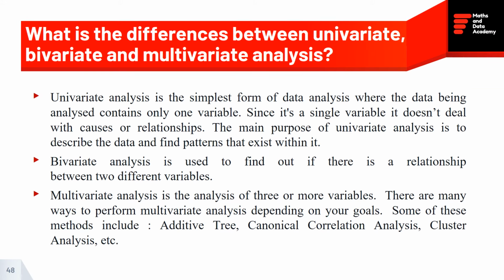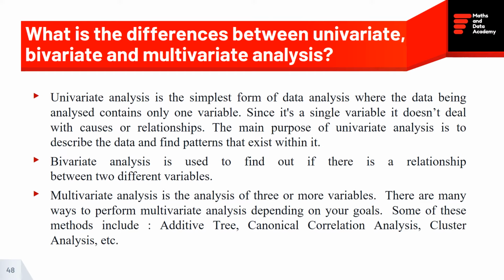What are the differences between univariate, bivariate and multivariate analysis? Univariate analysis is the simplest form of data analysis where the data being analyzed contains only one variable. Since it's a single variable, it doesn't deal with causes or relationships. The main purpose of univariate analysis is to describe the data and find patterns that exist within it.